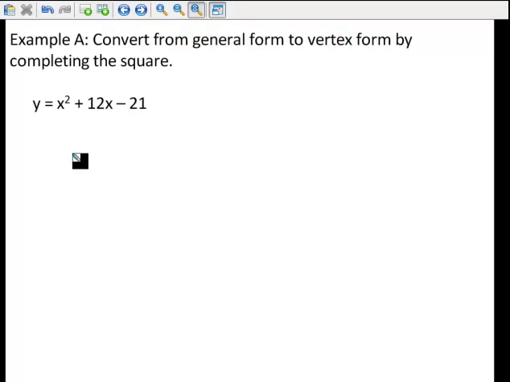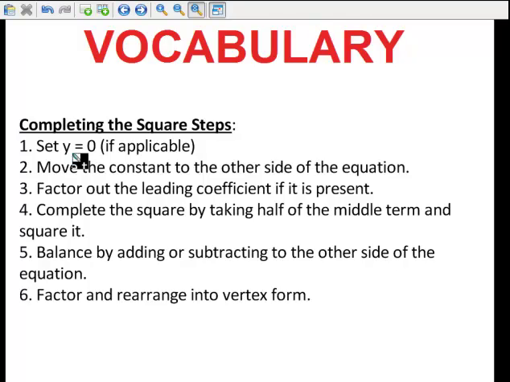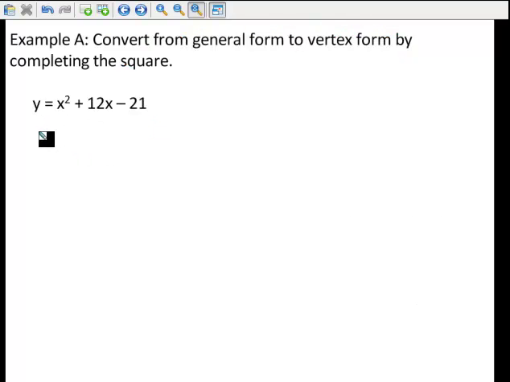So example A is to convert from general form to vertex form by completing the square. We're given the quadratic y equals x squared plus 12x minus 21. All right, so if I go through my steps, first I have to set y to 0. So I put 0 equals x squared plus 12x minus 21. Then I'm going to take my constant to the other side. So I'm going to add 21 to both sides. And we have 21 equals x squared plus 12x.